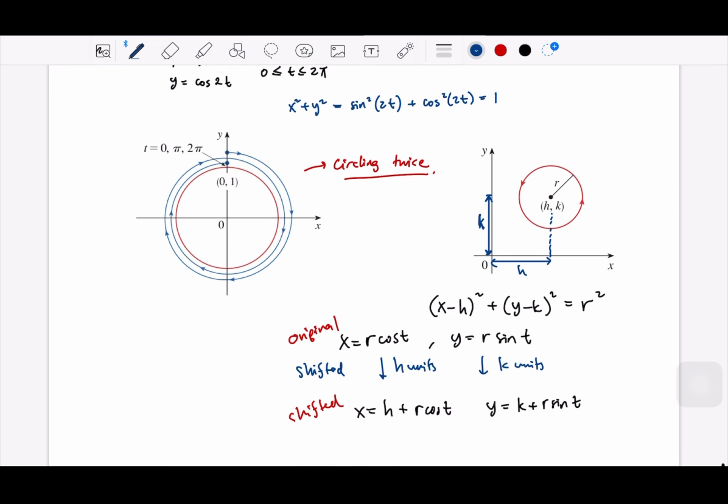So we could take the parametric as x equals h plus r cosine t, and y is k plus r sine t. This is for when the origin is changed, the center is changed, okay? Not in origin, but in other points, let's say h and k. I think this is something not to be memorized at all. This is just to be understood. Okay. What else?